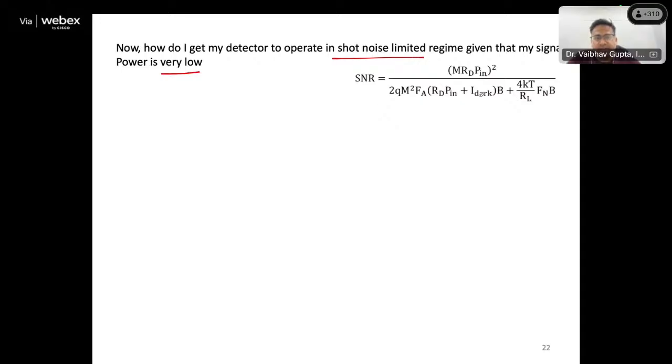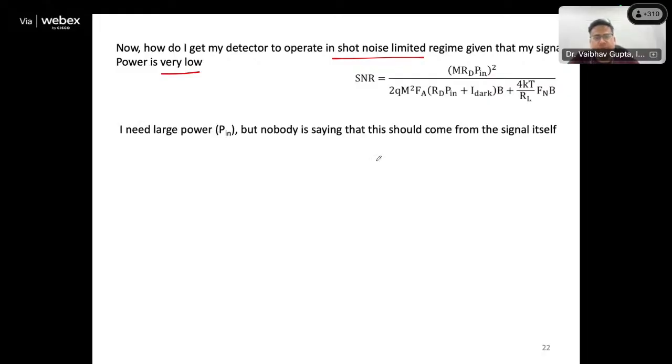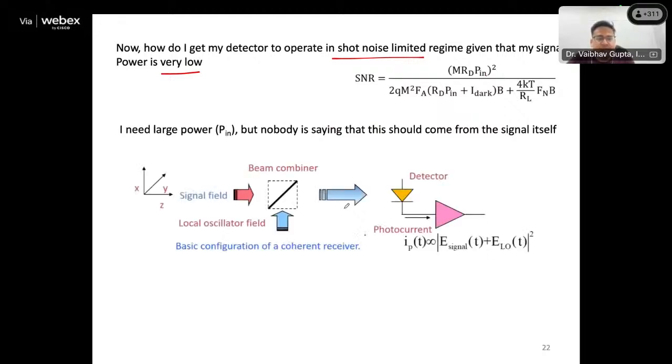So now again, look at this particular formula. What you want is to increase your input power, but nobody is telling you that this extra power should come from the source itself, or from the signal itself. So what you could do is attach something extra so that your total input power is increased. For example, let's say here we have a beam splitter, meaning a component which splits light into two, 50-50, and from this part your signal is coming, which is very weak. But your signal is weak and you want to operate in the shot noise limited regime, and for that you have to increase your power, and only then can you work in the shot noise limited regime.